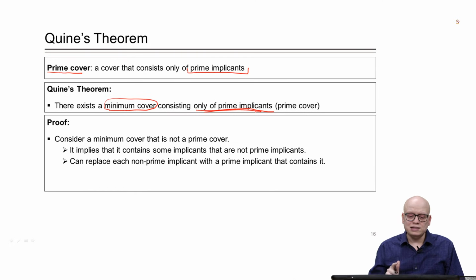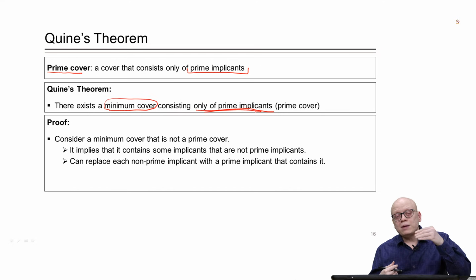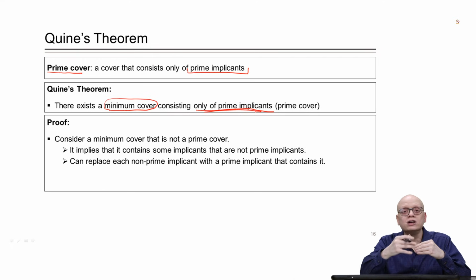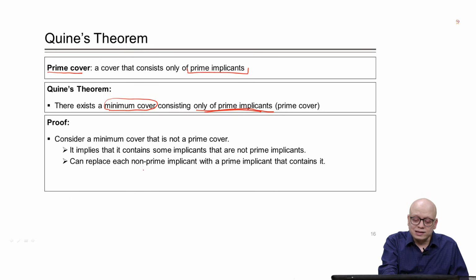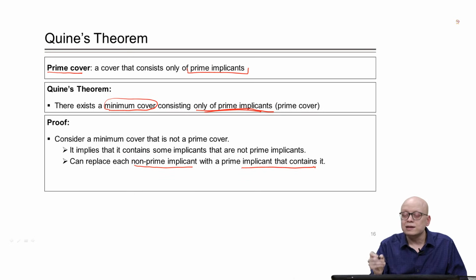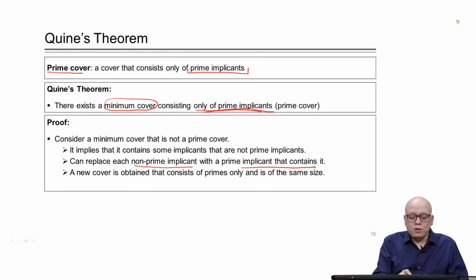Now, if that is the case, then we can replace each non-prime implicant with a prime implicant. We can always do that. Why? Because a prime implicant covers other implicants. So, if there was a non-prime implicant, then that non-prime implicant can also be covered by some prime implicant, otherwise that would have been a prime implicant itself. So, we can replace each non-prime implicant in the minimum cover with a prime implicant that contains it. Now, we got a new cover that consists only of prime implicants.